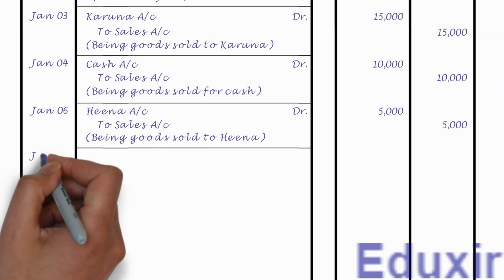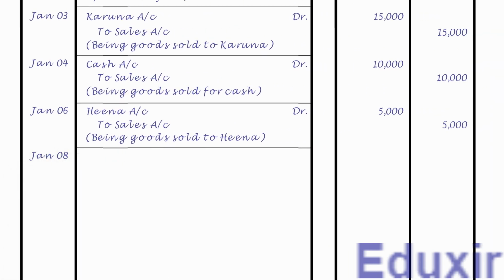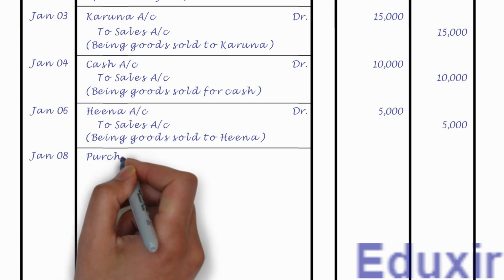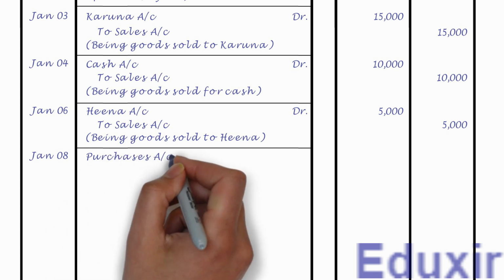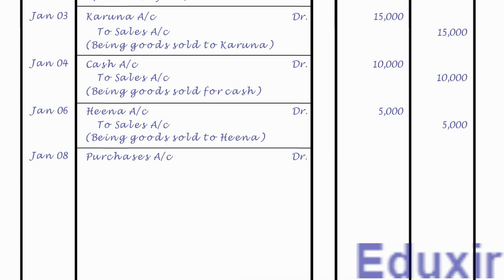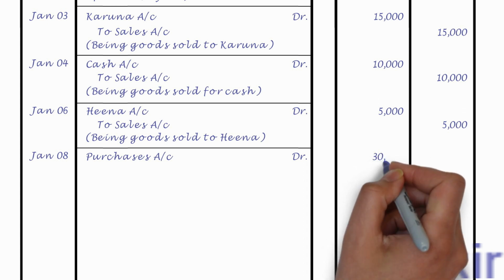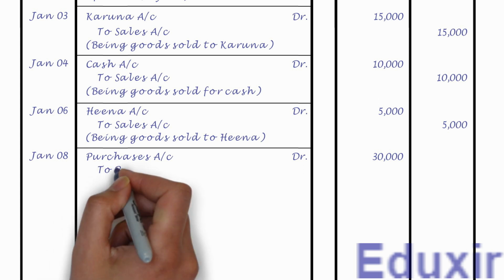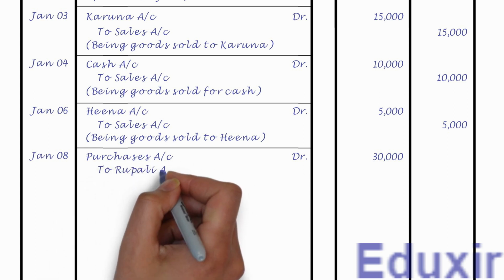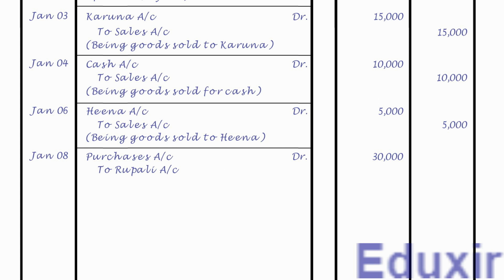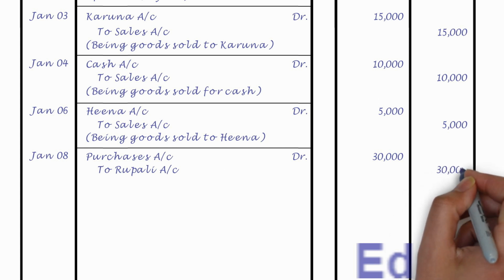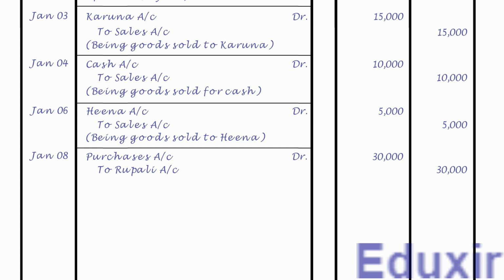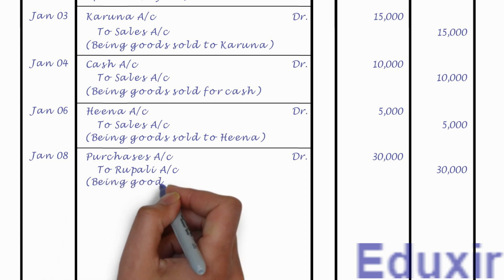Let us first record the date. Let us then record the purchases account as the debit entry. Let us also write the text DR to indicate that this is a debit entry. Let us also record the debit amount of 30,000 rupees into the debit amount column. Leaving a margin, let us record Rupali account as the credit entry. Let us also record the credit amount of 30,000 rupees into the credit amount column. Let us now record the narration or description of this transaction, that is, being goods purchased from Rupali.